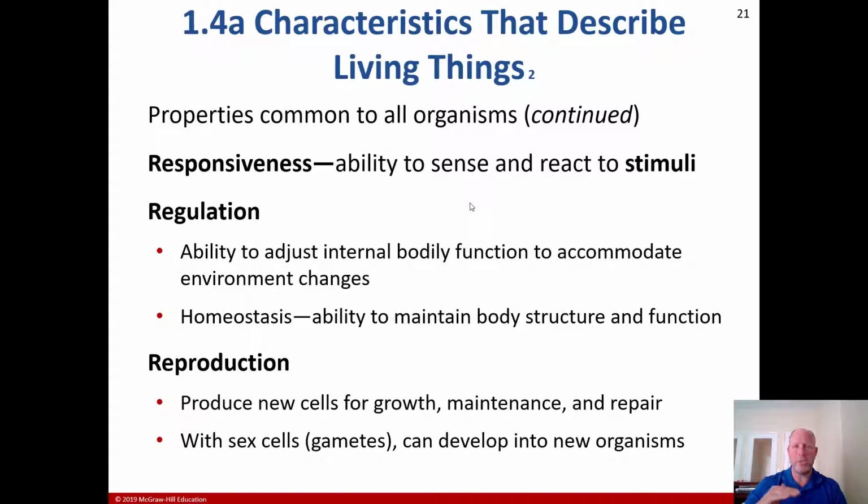But the ability to maintain structure and function, generally speaking, people talk about homeostasis from a general standpoint at a given moment, typically talking more about the nervous system and endocrine system, but also blood vessels, certainly blood flow, all the numerous factors that affect homeostasis. Reproduction: producing new cells for growth, maintenance, and repair, with sex hormones playing a role there. Sex cells, or gametes, can develop into new organisms.